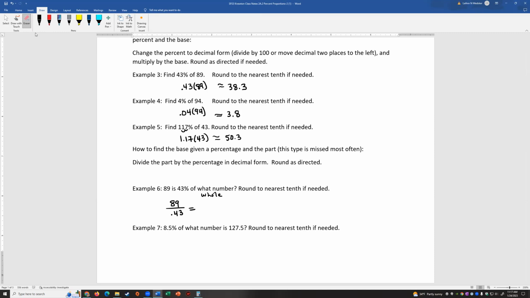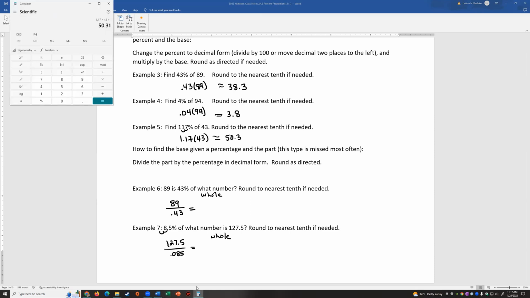8.5% of what number? We're still looking for the "of what number," which is the whole, and it's 127.5. So 127.5 divided by 0.085, because that would be moving the decimal 2 places to the left, equals what whole? Okay, so let's work those out.